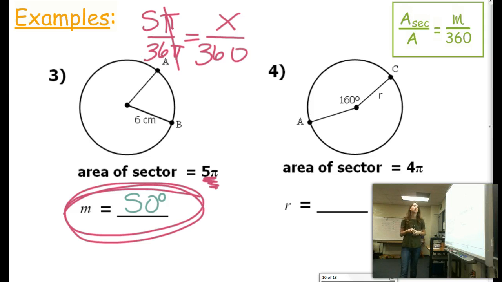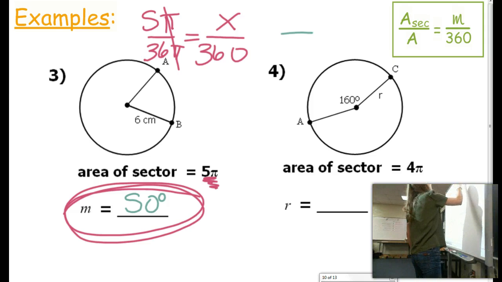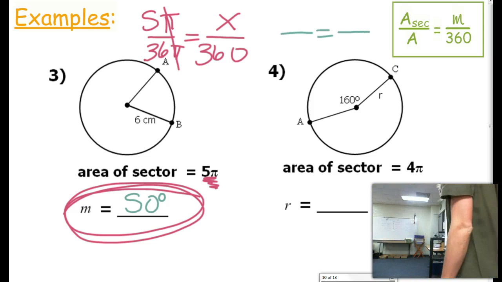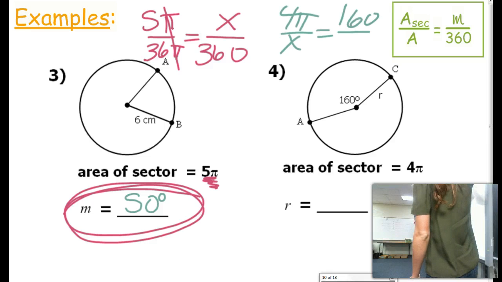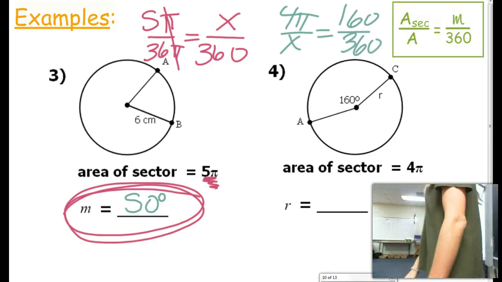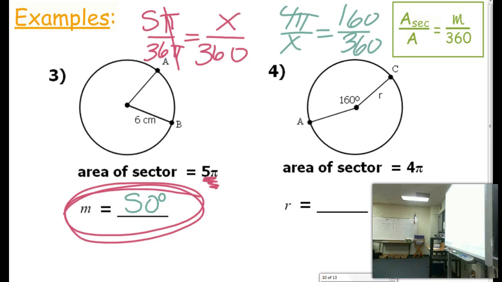All right, Lewis M., you're up. Number 4, set me up a proportion. 4 over X. 160. Beautiful. When we cross multiply, we're not going to get R. We're not going to be done. We're going to get, what letter goes there? What letter goes where X is? A. When we cross multiply, we're going to have A. We're not going to have R.